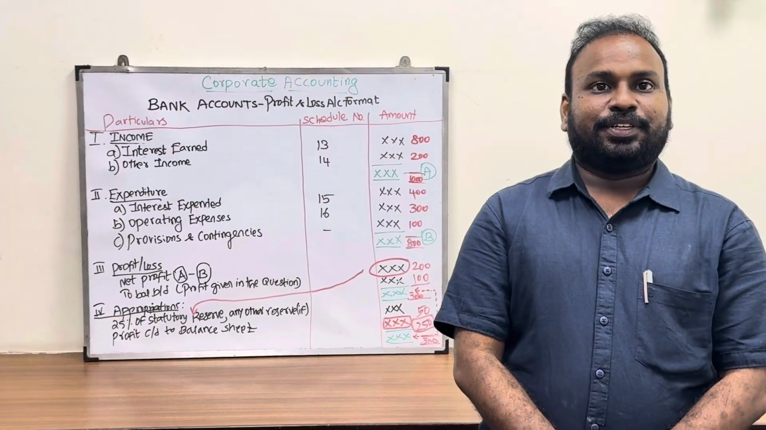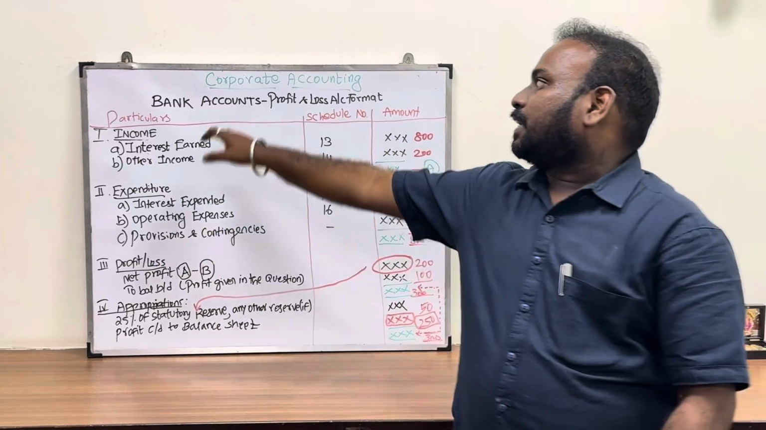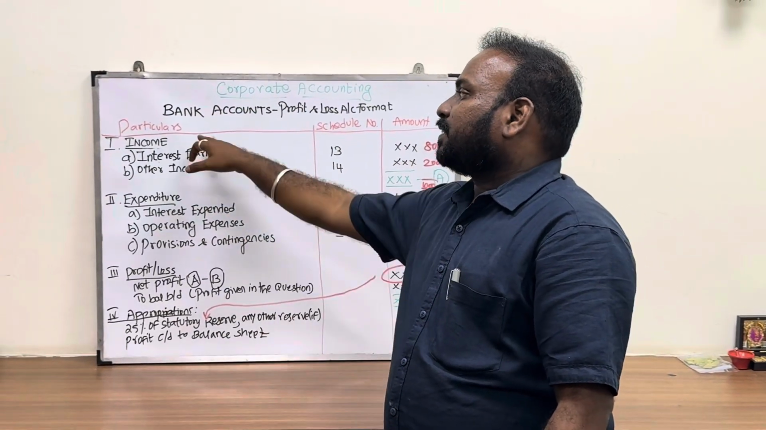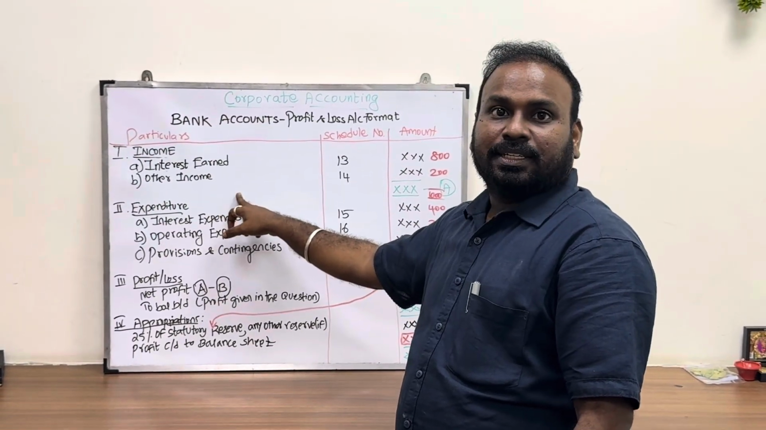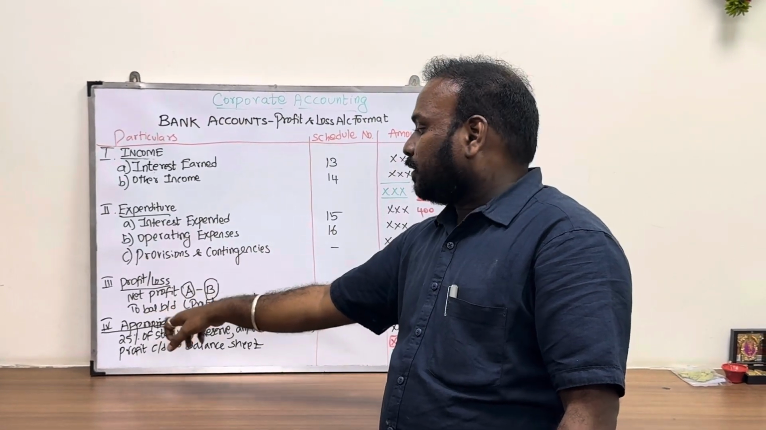Dear students, in this video we learn the format of profit and loss account, that is income statement, in the chapter bank accounts under the subject corporate accounting. So we have four headings. The first heading is Roman numeral 1, income, the second heading is Roman numeral 2, expenditure, then the third heading is profit or loss, and the fourth heading is appropriation.